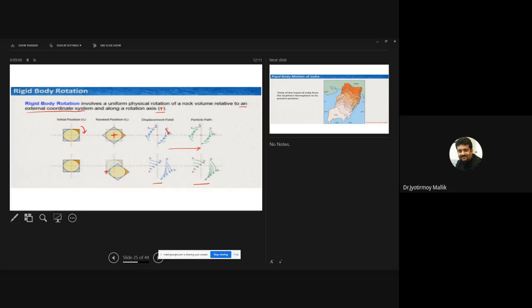It's important that whenever we define any sort of strain or deformation, we describe it in terms of the displacement field or displacement vector and in terms of the particle path. We need to see whether they are parallel to each other or whether there are some discrepancies in between.